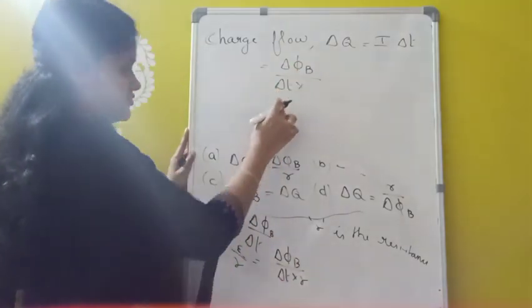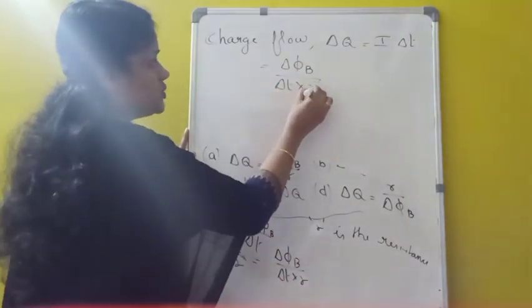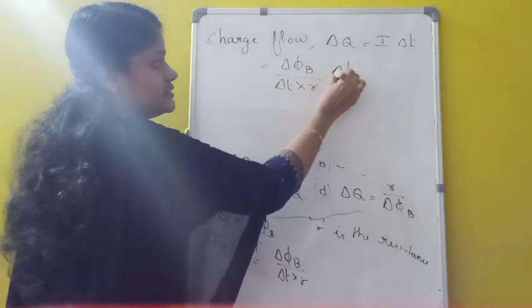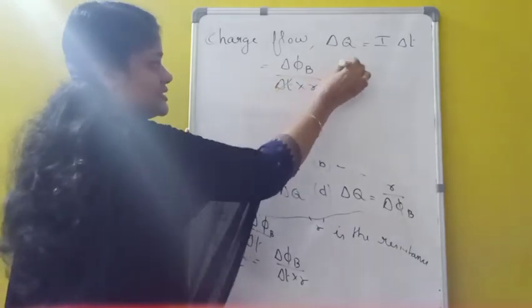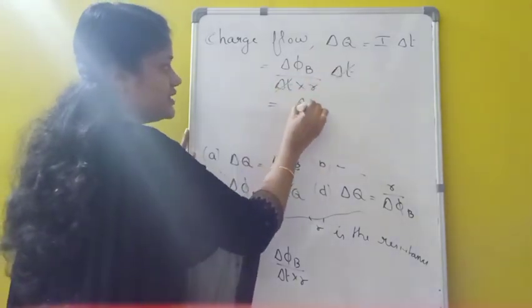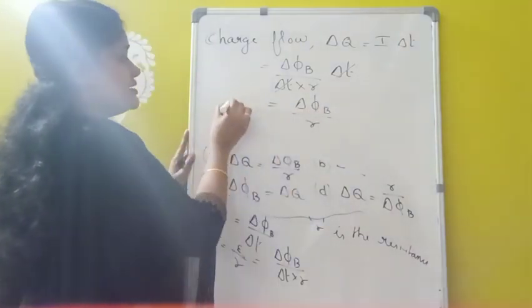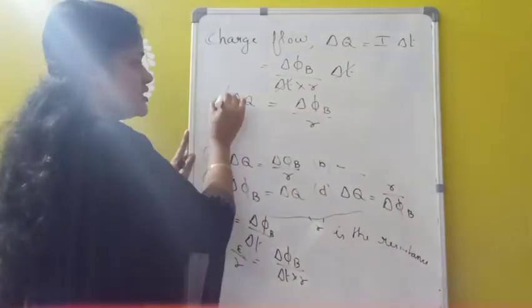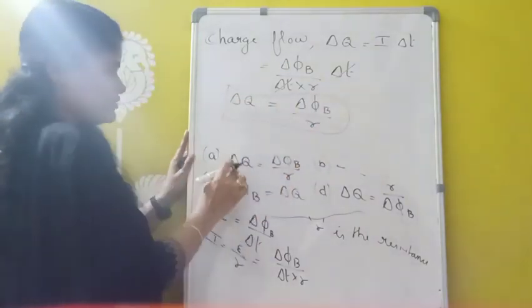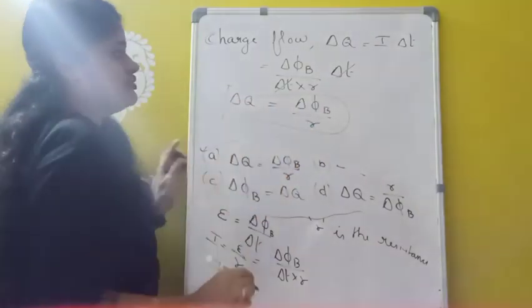Okay. So delta phi B by delta T into R into delta T. Okay, this delta T cancels. Remaining we have delta phi B by R. So this is the charge flow. So charge delta Q is given by delta phi B by R. That means which option? First option.